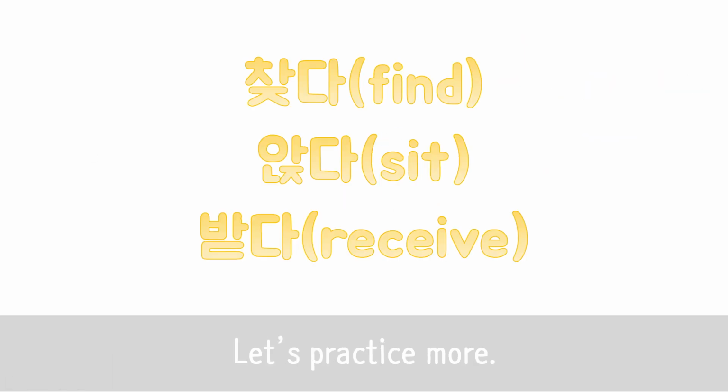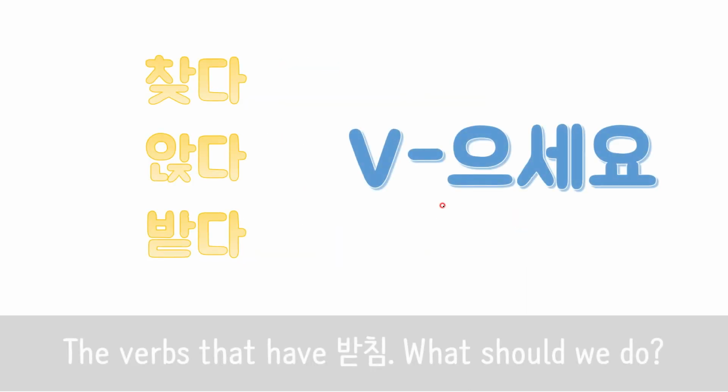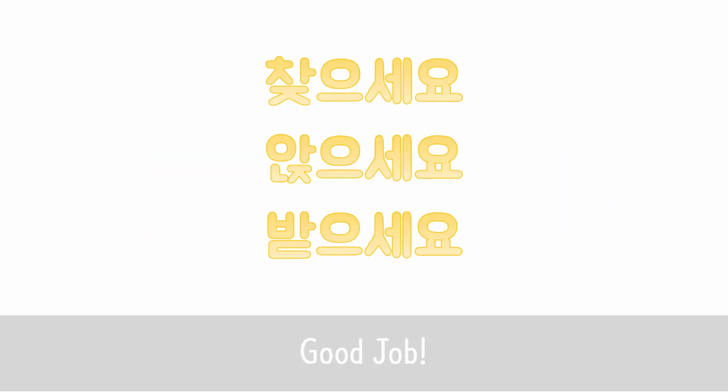Let's practice more. There is 받침 here, so you will add 으세요. So it will be 찾으세요, 앉으세요, 받으세요. Good job. And don't forget, be careful about the pronunciation. For example, 찾으세요. Because this 이응 has no sound, the 지읒 sound will be going here.